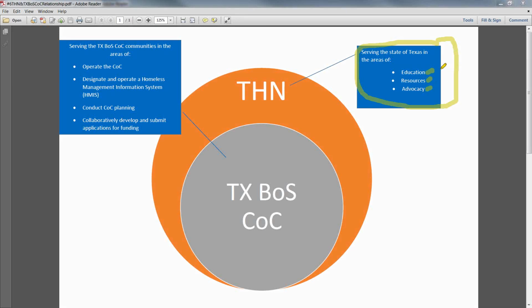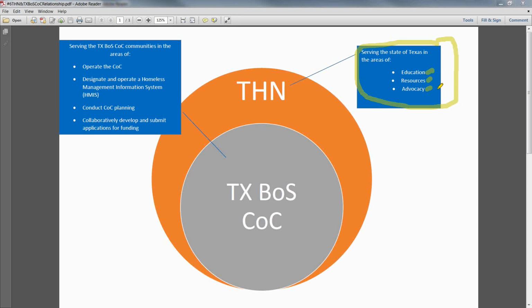Many of you have gone to our annual conference. That's an example of education that we provide. Resources. Many of you have called us and asked us for point-in-time information, information about homelessness throughout Texas, resources such as intake forms. So we provide those not only to the Texas Balance of State, but to the entire state of Texas. And then advocacy, which Mary touched on earlier.